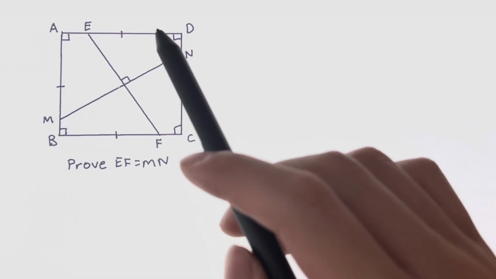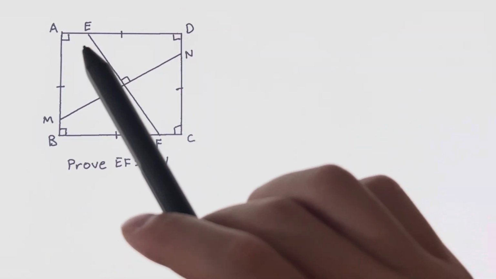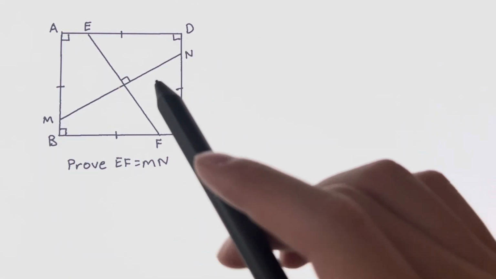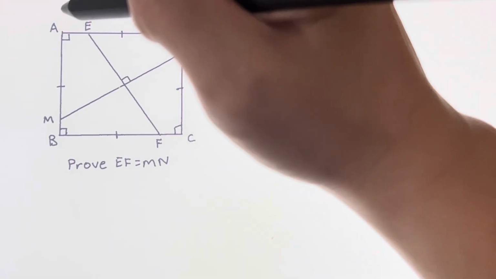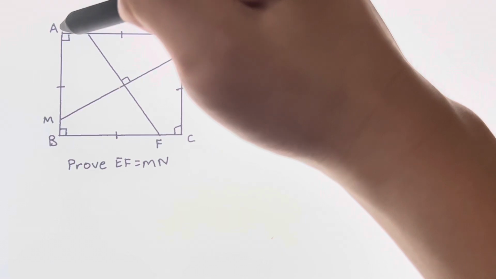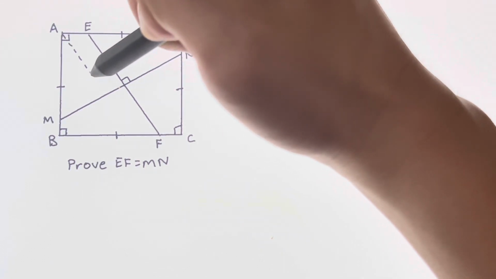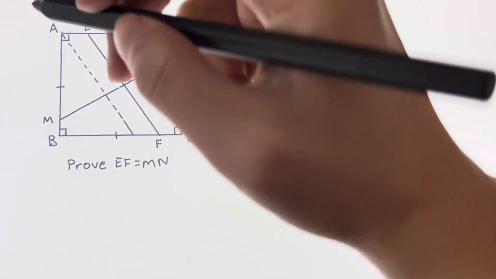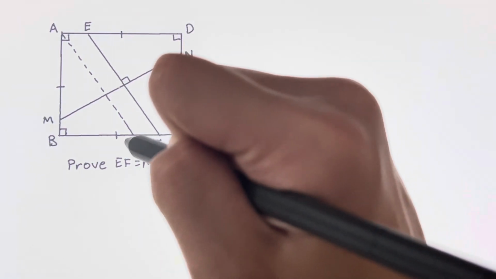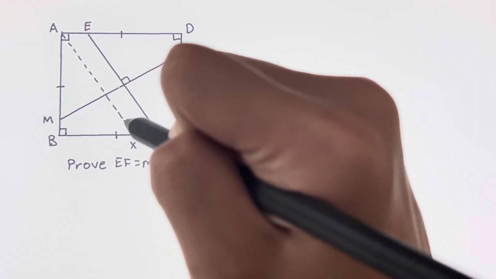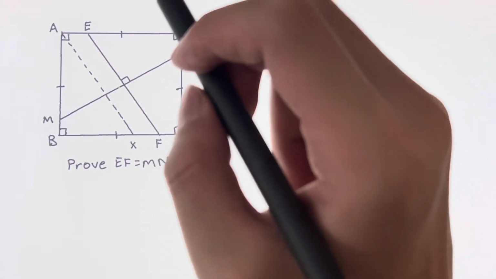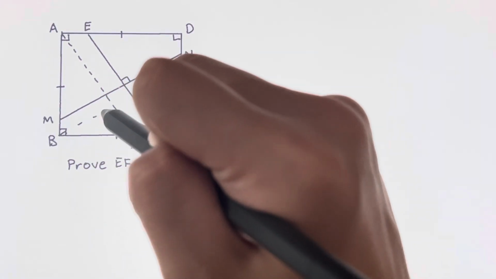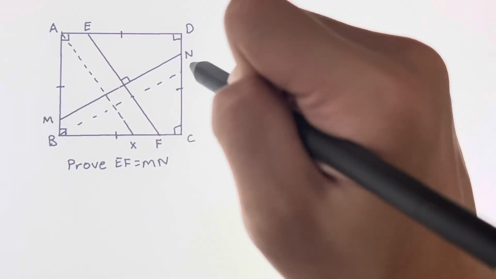Notice that by property of the square, AD is parallel to BC, AB parallel to DC. So we can apply translation. So basically, we want to translate E and F such that E corresponds with A, and we call this point X. And then translate MN such that M corresponds with B. Call this point Y.